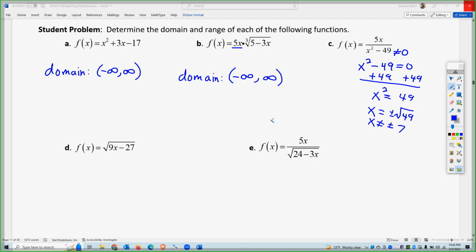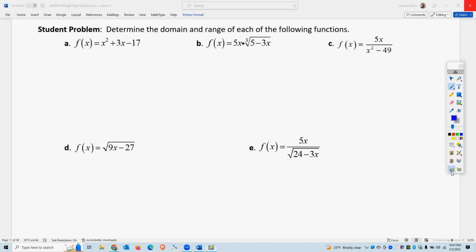So let's write it up here. So domain, this could be a long one: negative infinity to negative 7, union negative 7 to 7, union 7 to infinity. And again, when you write these, always write least to greatest, right? So basically x can be anything I want as far as my domain or my input, as long as it's not 7 or negative 7. Okay, let's move it down and try the next two.